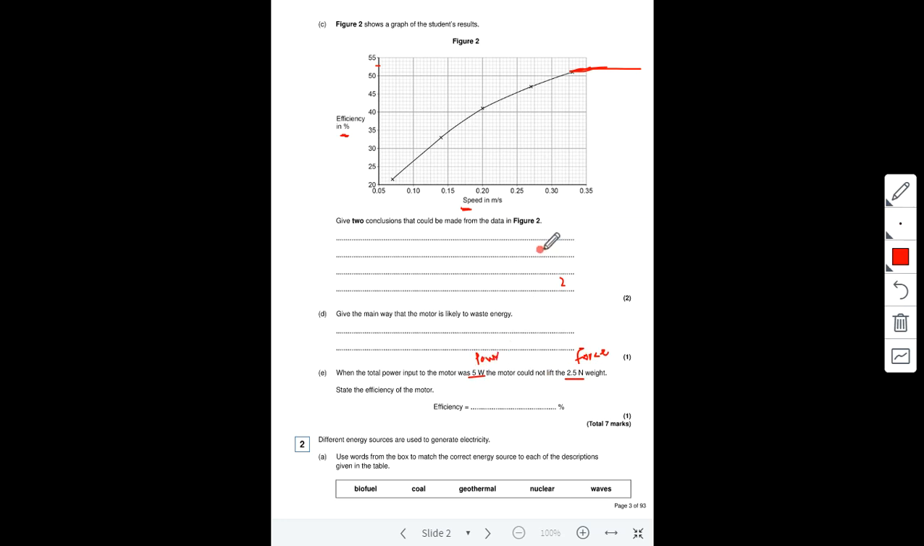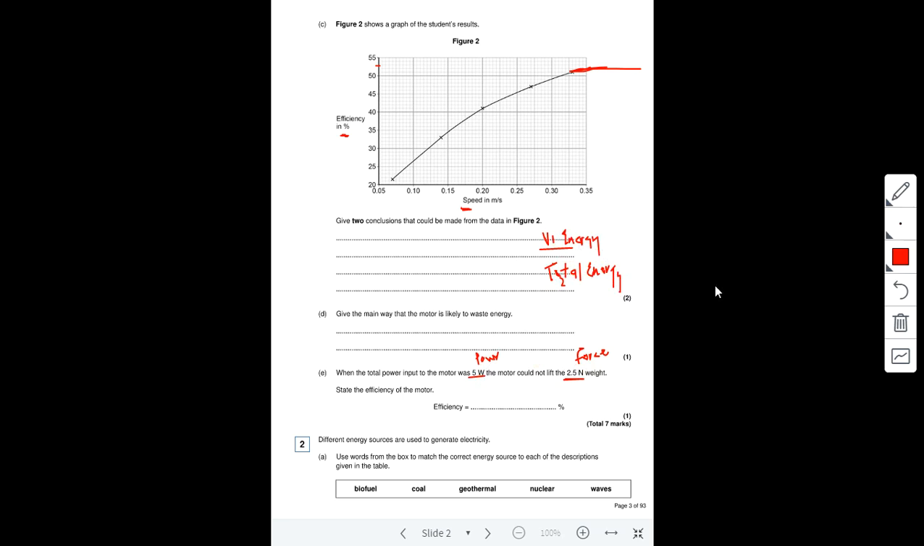So for your efficiency, whatever is here and here, both should have the same unit. So it can be useful energy divided by total energy, or useful power divided by total power, multiplied by 100. Okay. So if your input power is 5 watts, you have to calculate the useful power.